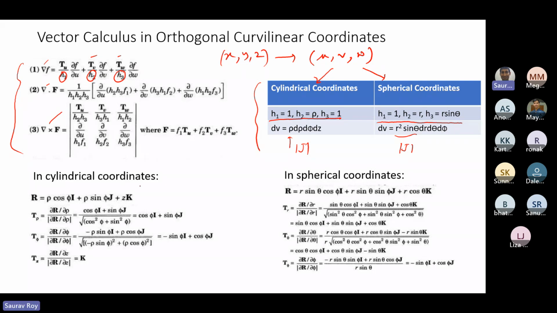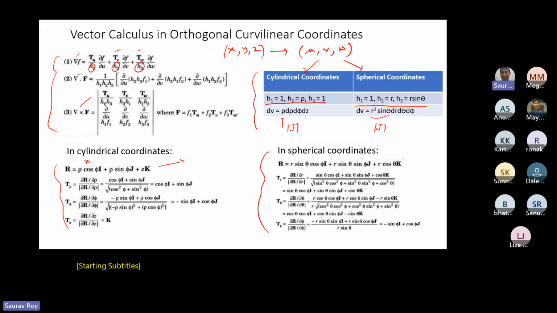For cylindrical coordinates, here it is calculated t_rho, t_phi, t_z. How do you do it? And for the spherical coordinates, r, theta, phi. Simply you first take the r vector, the unit vector. The r vector is given by rho cos phi, simply as x i plus.